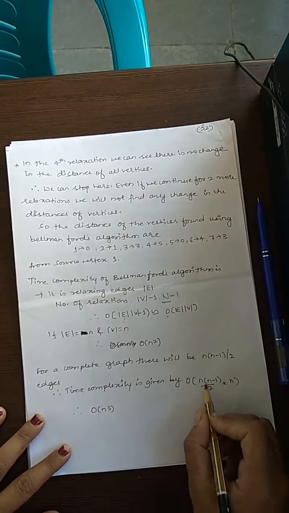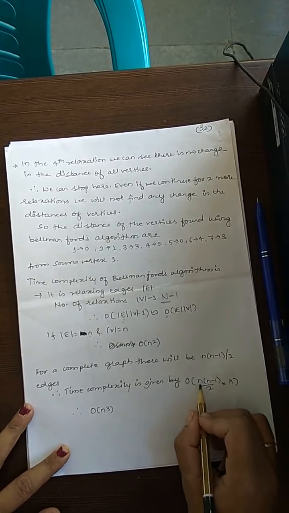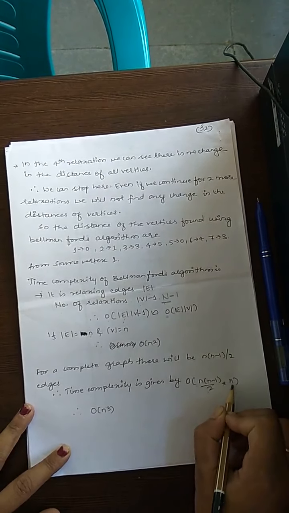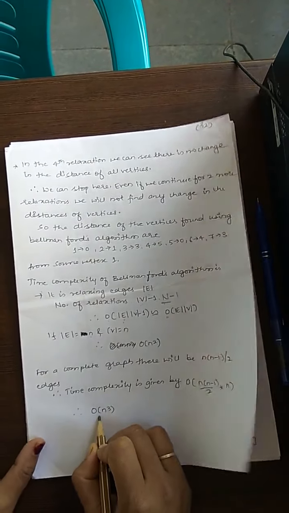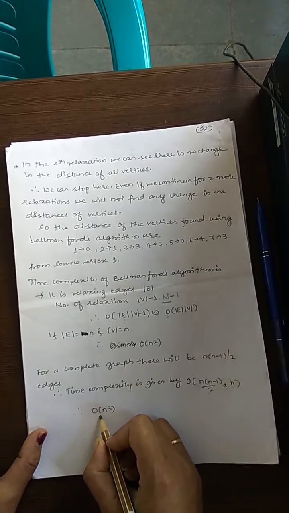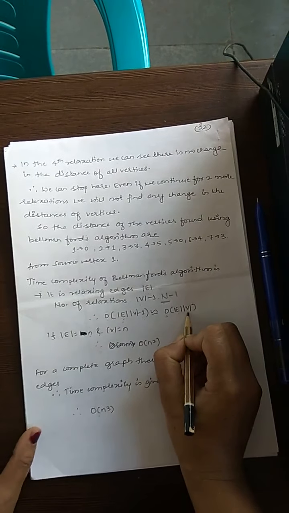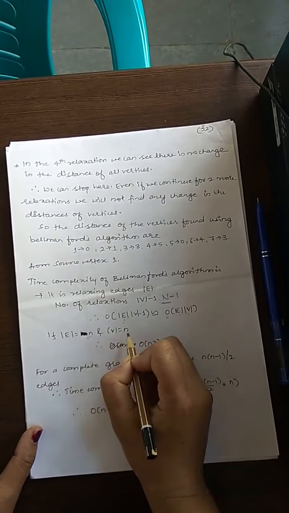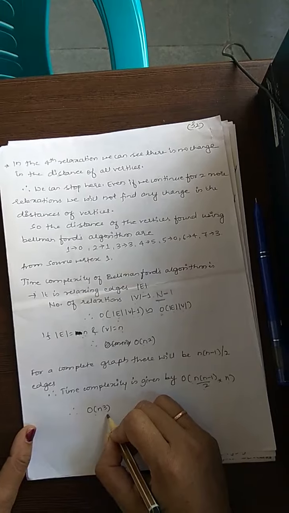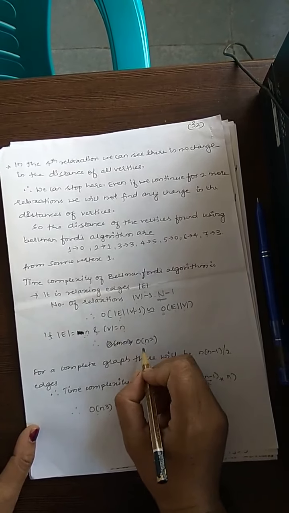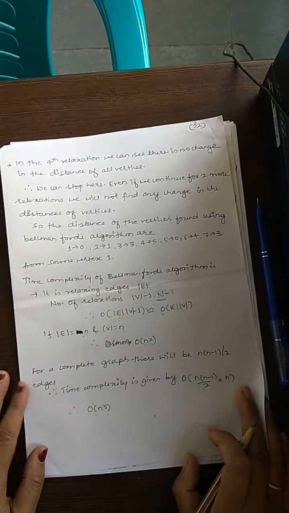Totally we will be having n into n minus 1 divided by 2 edges, and n vertices. So this will become n square into n, so in total it is n cube. So when we have a complete graph, the time complexity is n cube. And if we have a normal graph which is connected, directed but not complete, we will have number of edges into number of vertices. Number of edges is n, vertices is also n, so n into n, n square. So this is the time complexity of Bellman-Ford's algorithm.